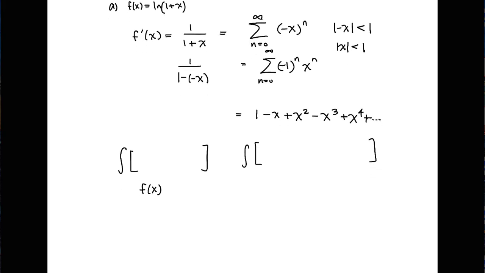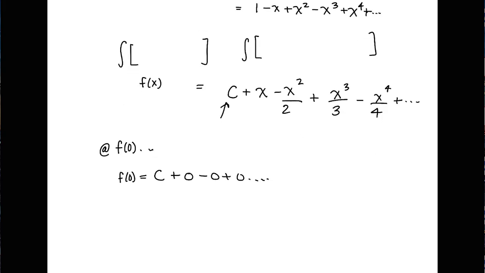When I integrate, I get the constant of integration, which we'll write first. So we get some constant c plus x minus x squared over 2 plus x cubed over 3 minus x to the fourth over 4, and so on and so forth.